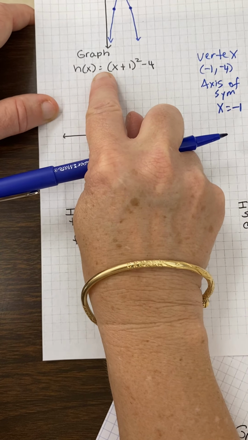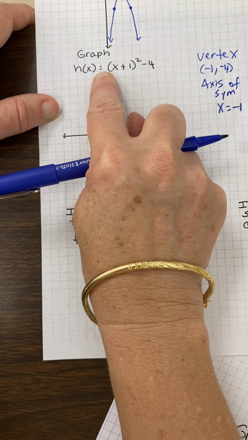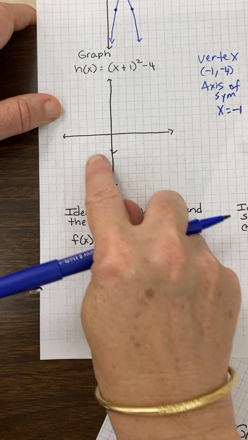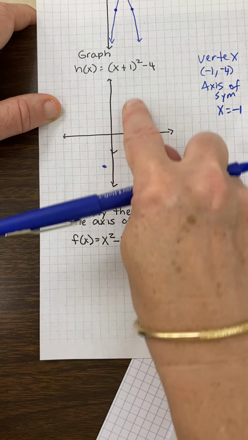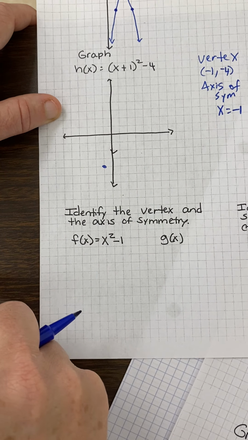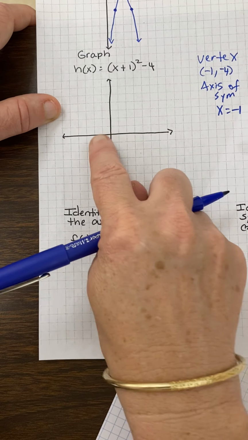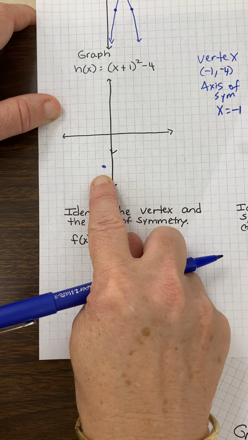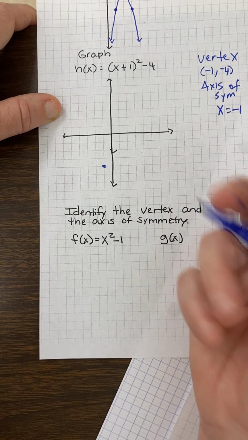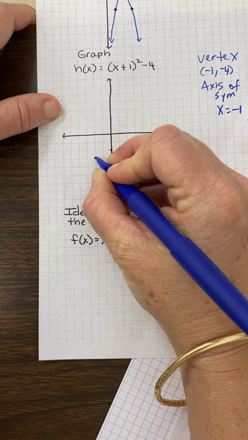Now, I don't see an A here. So if I don't see an A, it's 1, which means it's positive, which means it's going to open up, like a smiley face. And I know that I shifted it left 1, down 4, so that looks right. It's going to be the same ratio as the parent function, so it's going to be up 1 over 1, and I can always double check it.